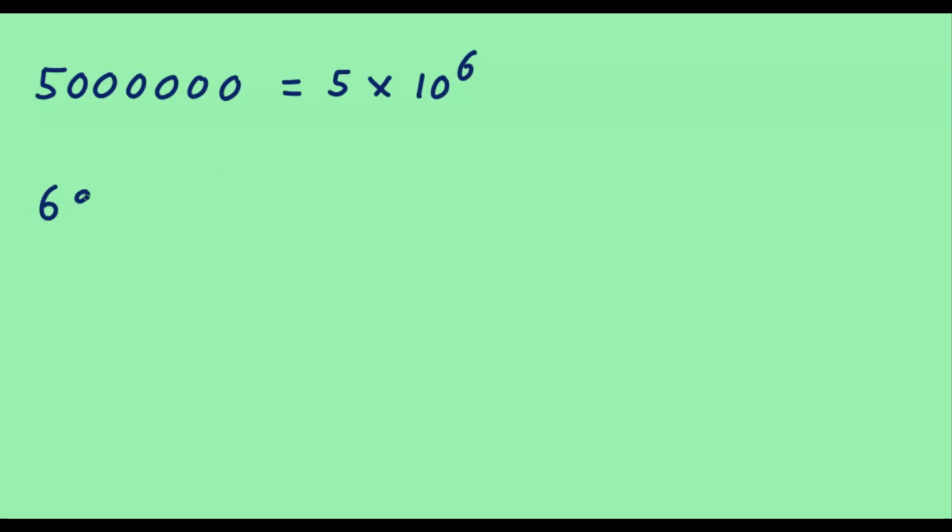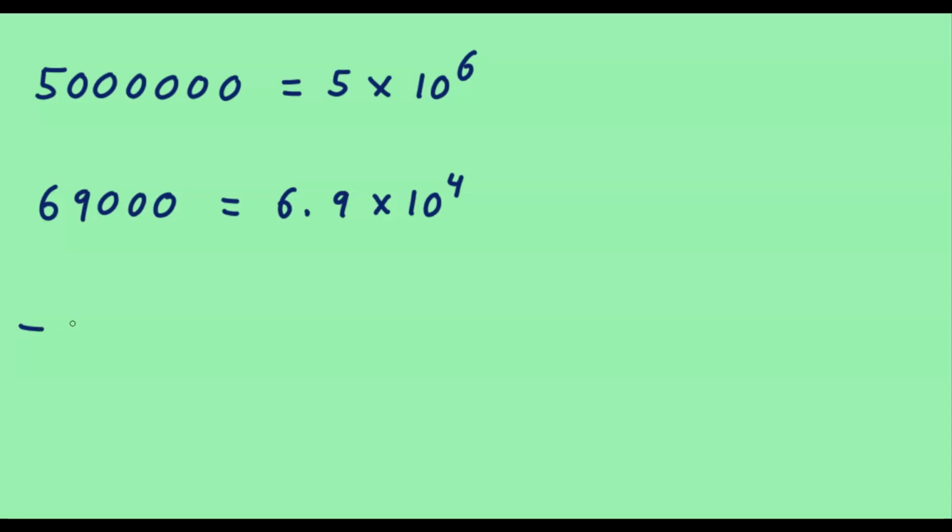First of all, let us consider the number 5 million. Now, we can write this number in scientific notation as 5 times 10 to the power of 6. Let us consider another number. Let us consider 69,000. Now we can write this number in scientific notation as 6.9 times 10 to the power of 4.